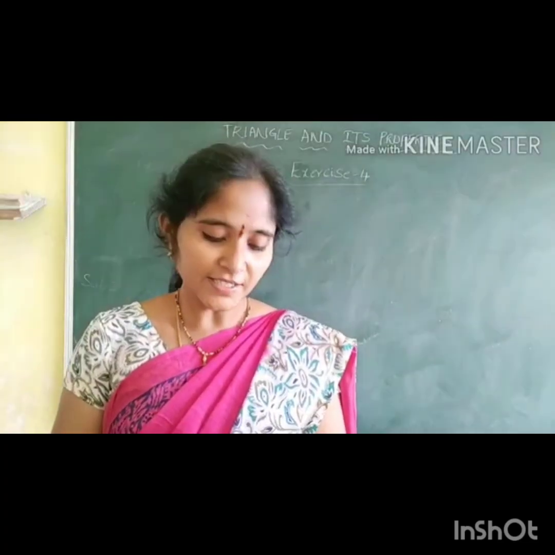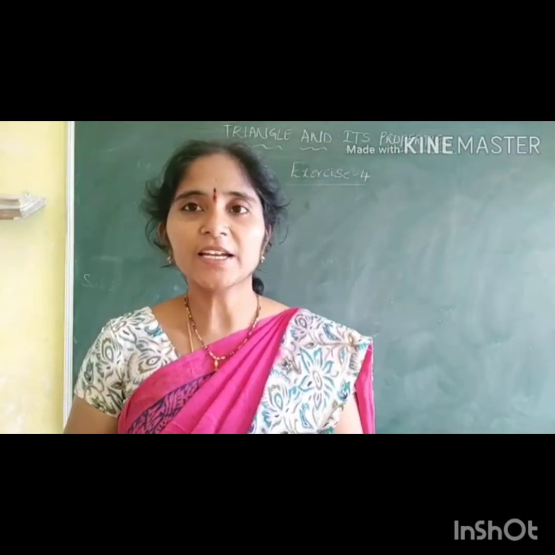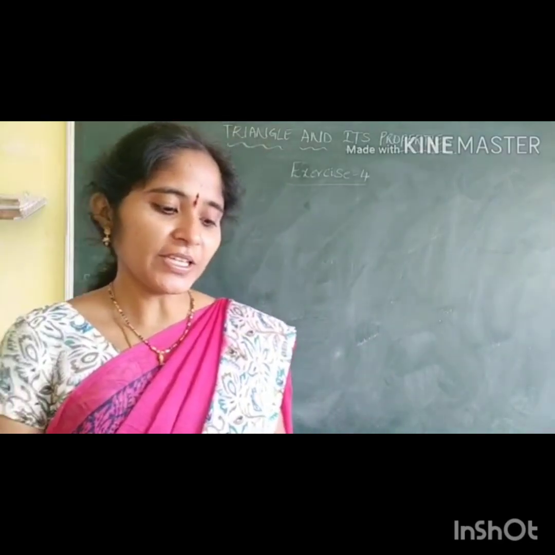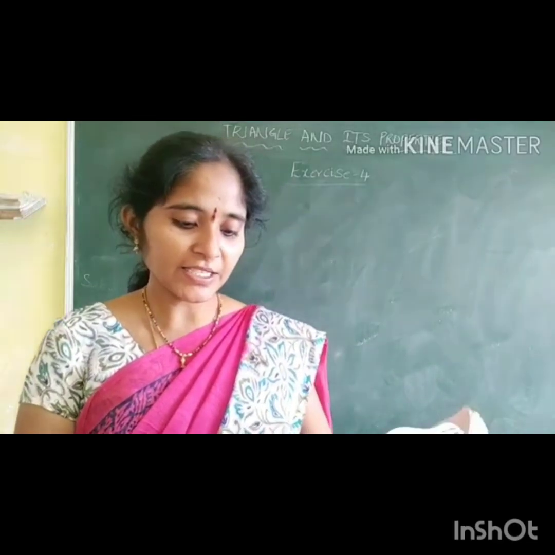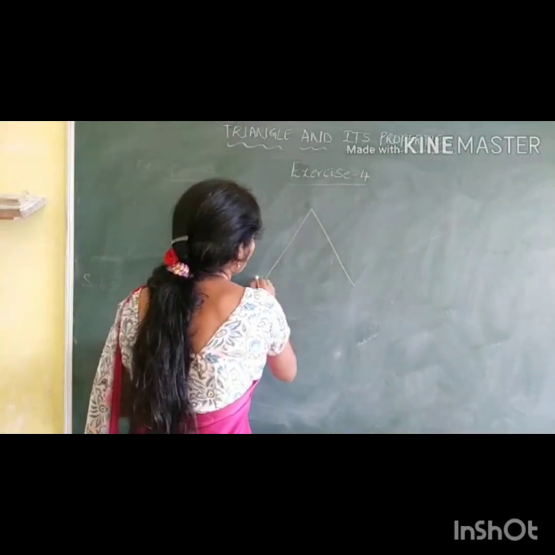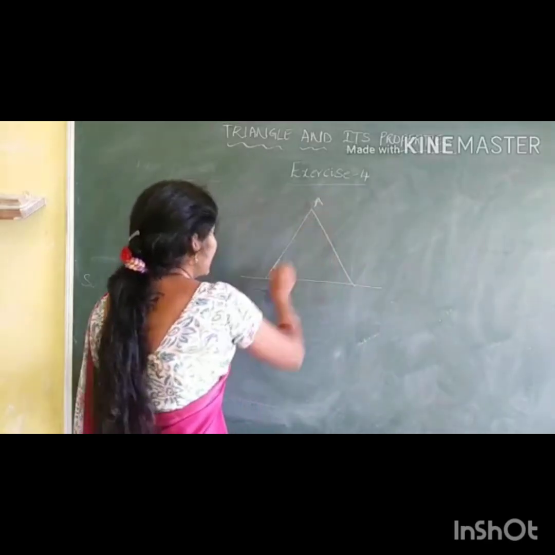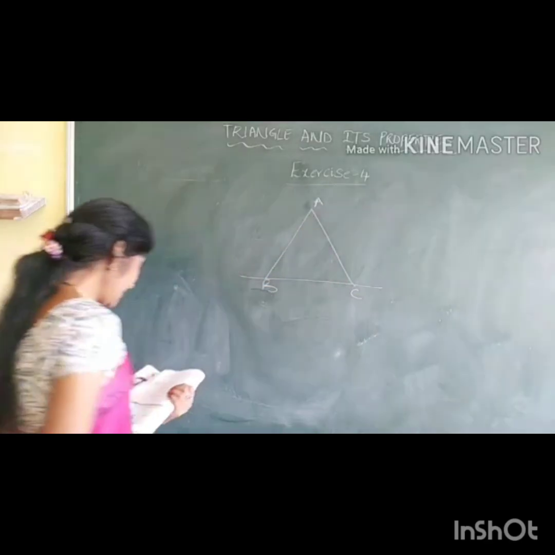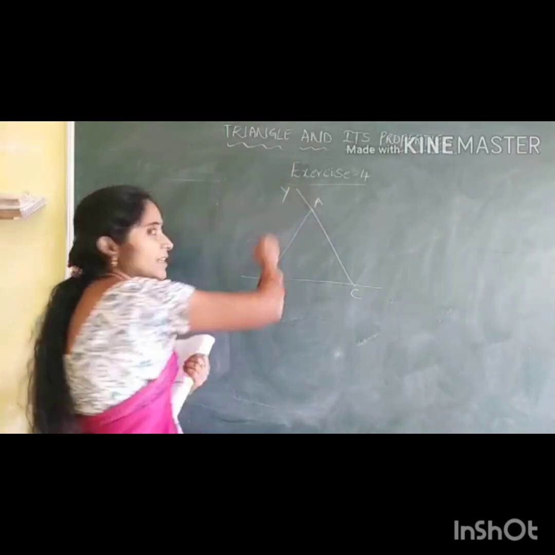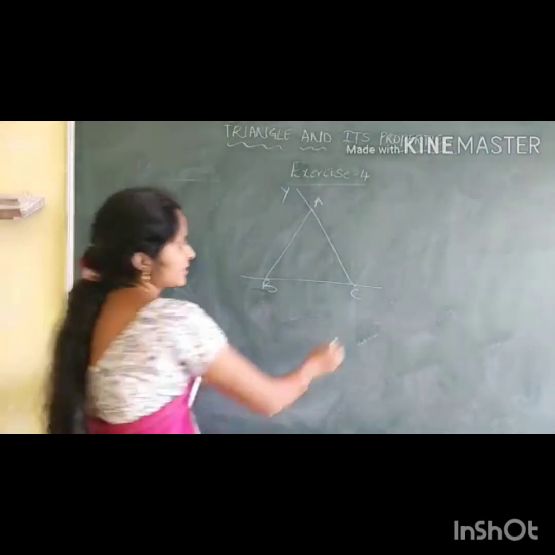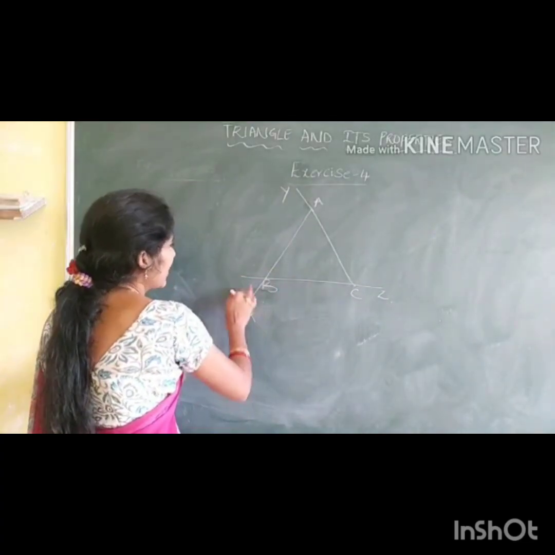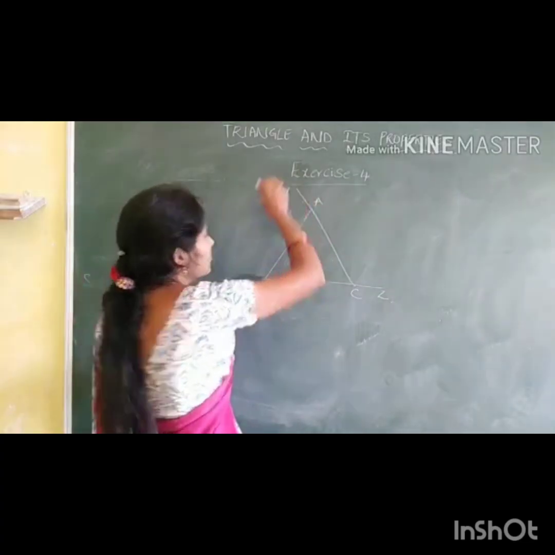Children, let us discuss exercise 4 sums in triangle and its properties. In the first sum they gave, in triangle ABC, name all the interior and exterior angles of the triangle. Here they are asking what the interior angles and exterior angles are. They extended C up to Z, B up to X, and A up to Y.